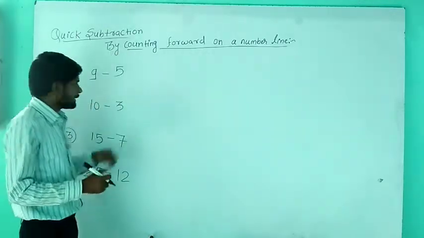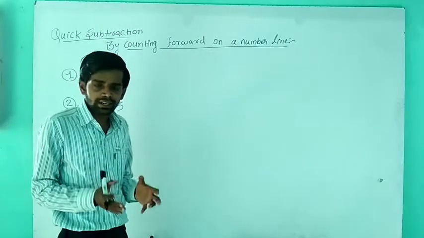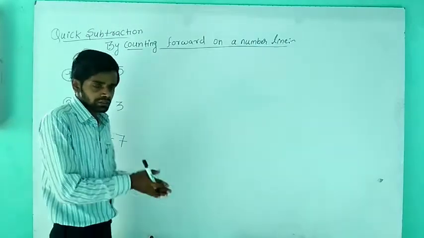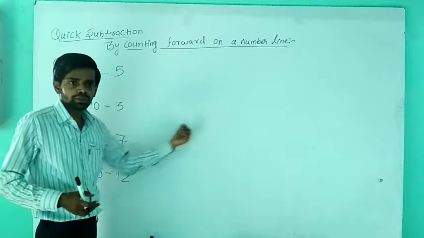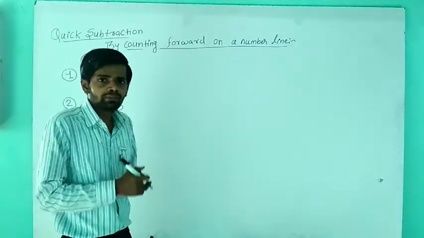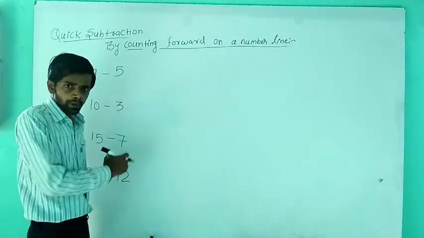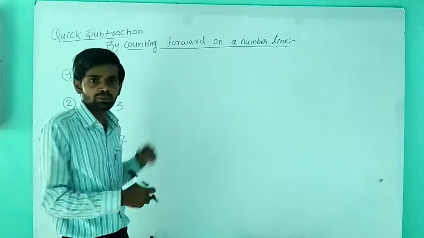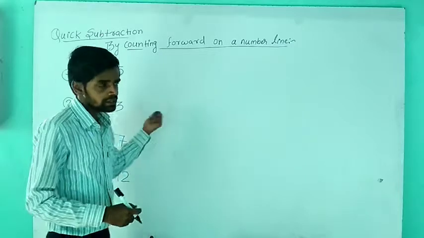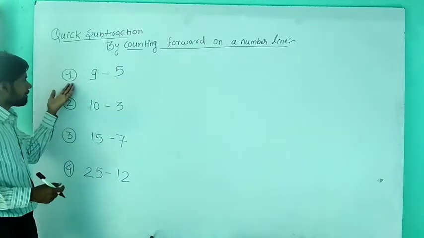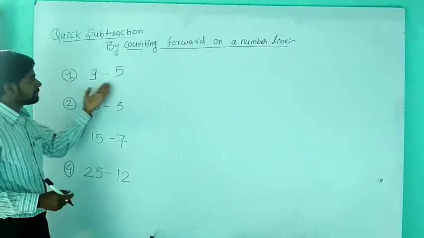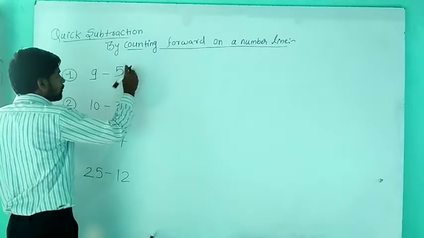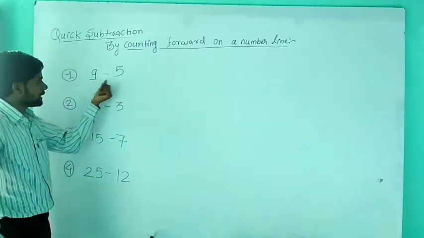Okay. So you have already understood how to find a difference of two numbers by counting forward. But we will revise this topic by taking a simple example. ठीक है, छोटे छोटे examples को लेकर के हम लोग इसको फटाफट से revise कर लेंगे. ठीक है. So let's see here. I have one question and that is 9 minus 5. Now we have to find the difference between 9 and 5.